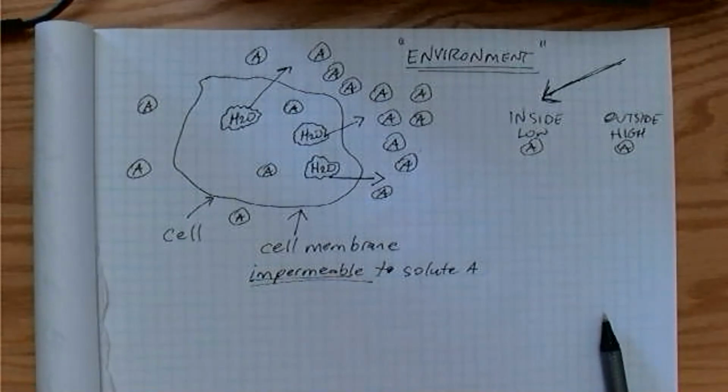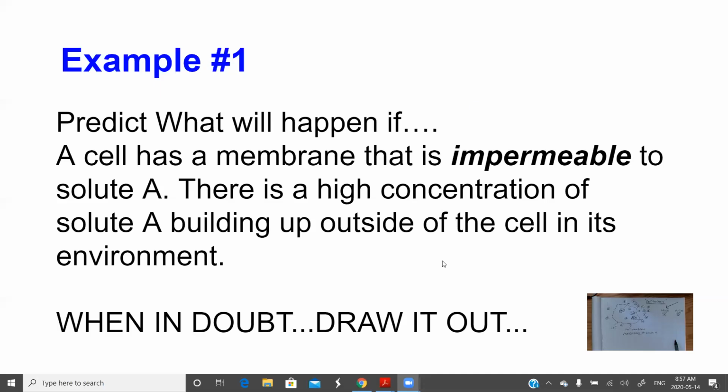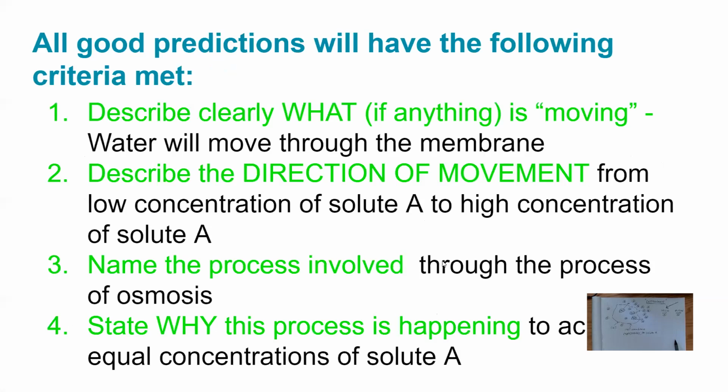It's going to move through the process of osmosis from inside the cell to outside the cell in order to balance out the concentration. Let's see if I hit all the targets. If I hit all of those criteria, I kind of think I did, because if I didn't, I don't know what I'm talking about. So here's my criteria in green. What's going to move? Water will move. It's going to move from low concentration of solute A to high concentration of solute A.